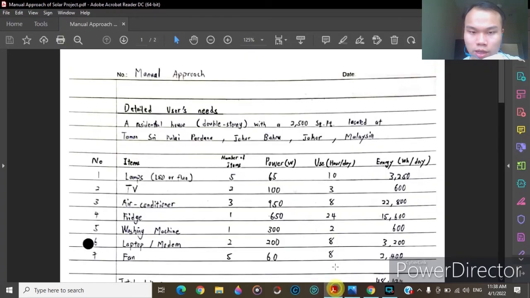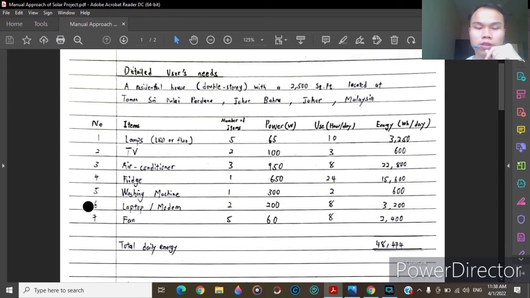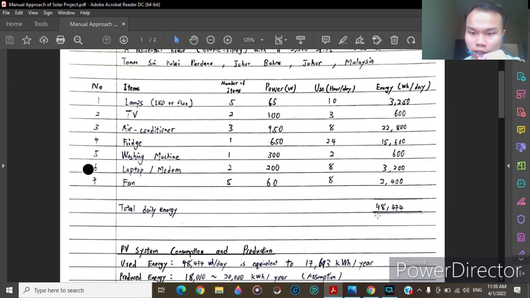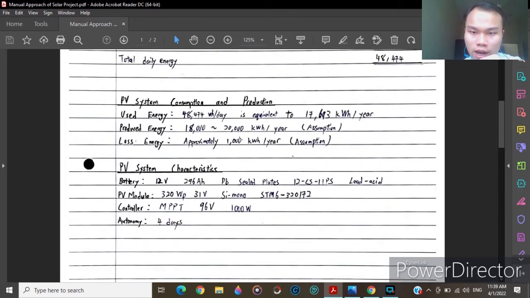So I'm going to show you the manual approach. First, we're going to have the detailed user needs. The location of Mr. Ahmad Nifu is at Taman Sri Pulau Perdana. So I'm going to have 48k kilowatt hour per day for the user needs according to his conditions. And we're going to have 365 days for conversion from per day to per year units. So I'm going to have 17k kilowatt hour.